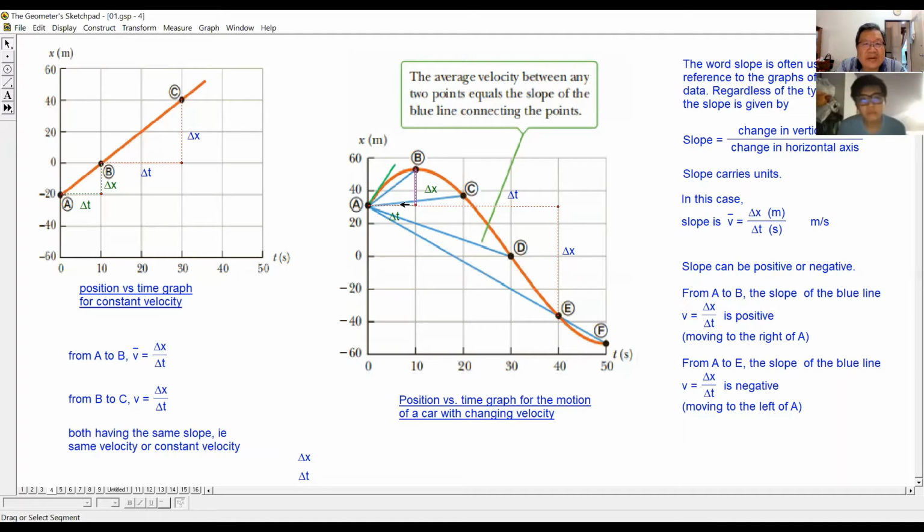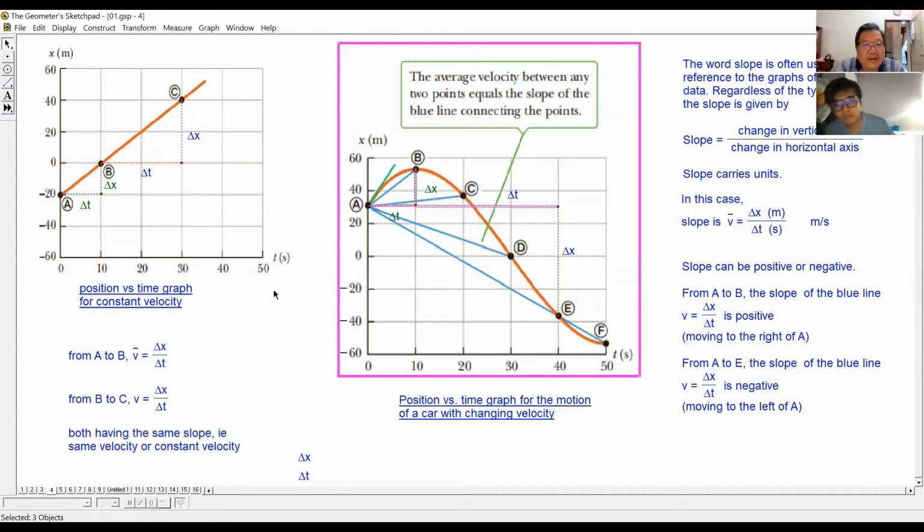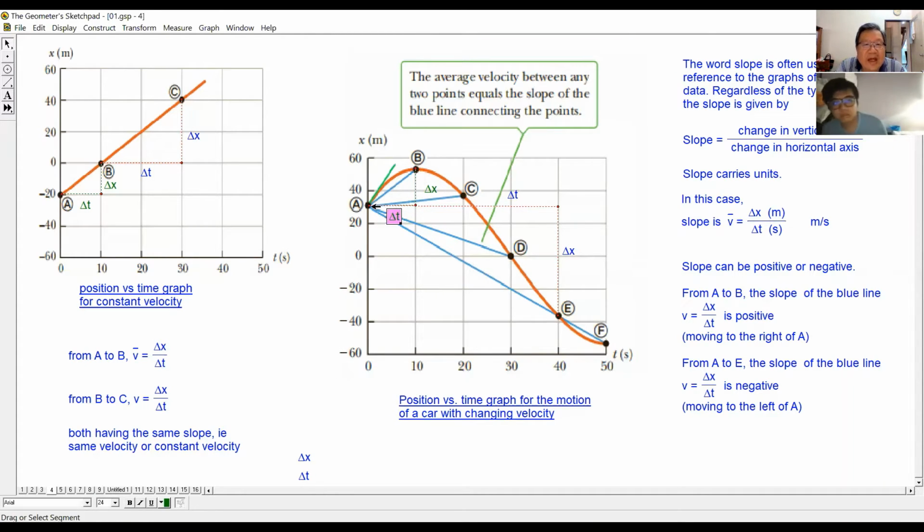Then this line here, the red dotted line, from A until the bottom of B is your delta t. So the average velocity from A to B is delta x over delta t. They follow the slope of this blue line here. It is the slope of the blue line.